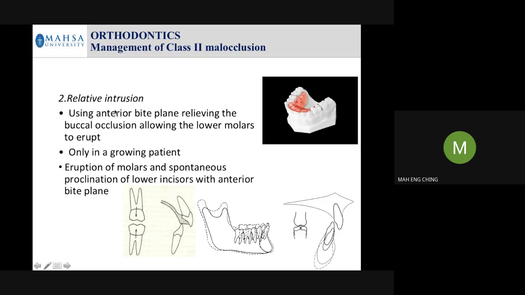It's not true intrusion, but you're pulling the molar out, or extruding the molar, and that's how you cause what we call the reduction of the overbite. It gives you the false impression that you are intruding the upper and lower incisors, but in fact you are extruding the molar rather than intruding the incisor. But this method can only be used in the growing patient. In the adult patient, this method is not going to work because everything is already fixed. But in a growing patient, yes, this can work. It causes the upper and lower molars to over-erupt, which causes a reduction of the overbite. So: eruption of the molars and the spontaneous proclination of the lower incisor with the anterior bite plane.